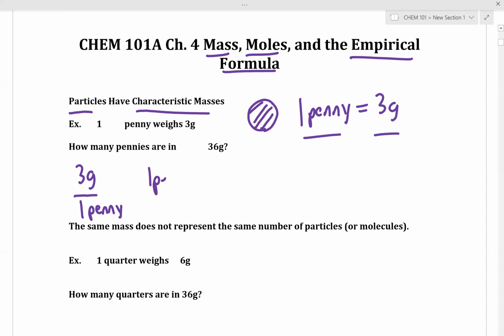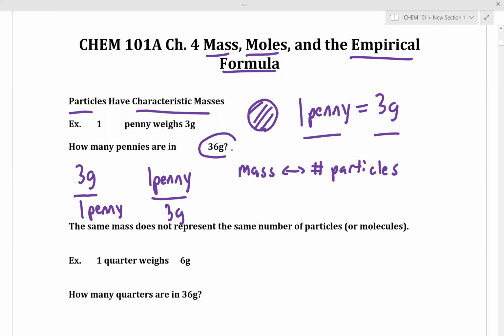Alternatively, 1 penny corresponds to how many grams? 3 grams. Okay. So, in effect, we have a way of converting between mass and the number of particles, right? Where our particles are pennies.